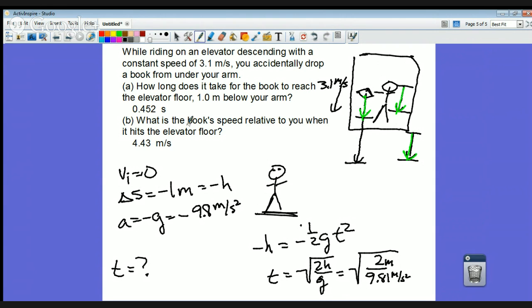Okay, so the book speed relative to you when it hits the floor, you would just be looking for VF in this problem, or you can use the time that you just found, either way. But I would use VF squared minus VI squared, and I know that VF is just going to be the square root of, yeah, the VI is 0, so that's 2GH. And then when you do that, you'll find that it's 4.43.